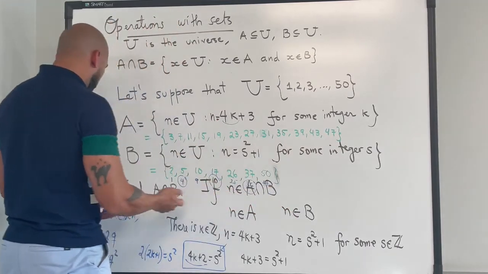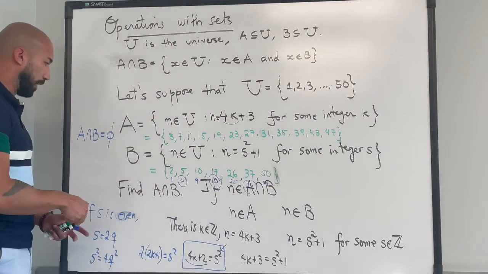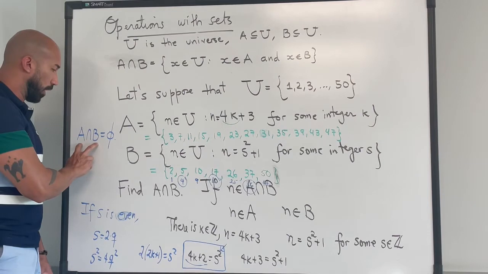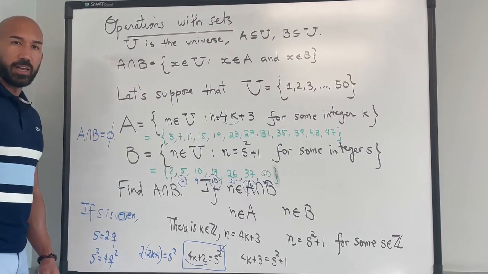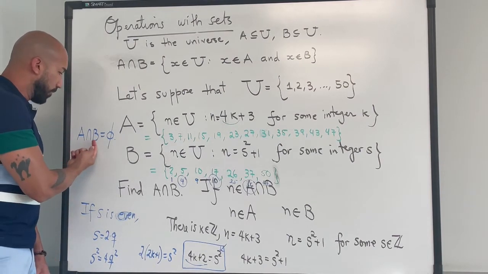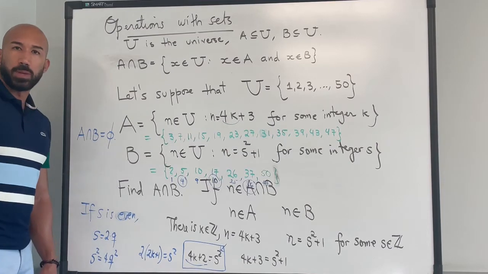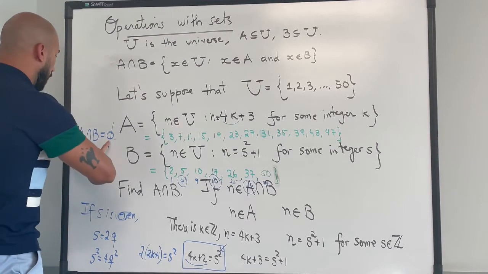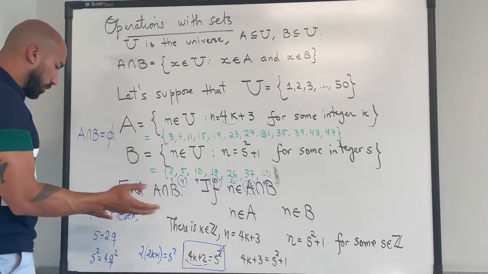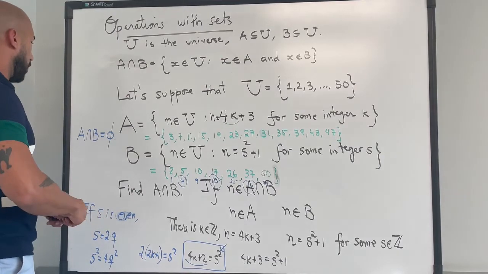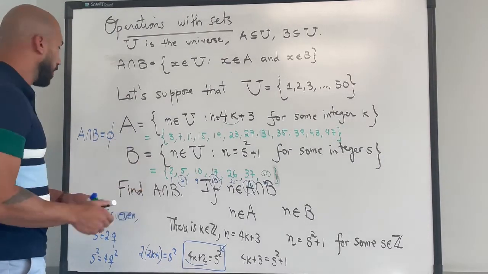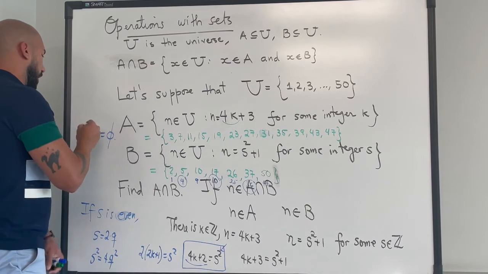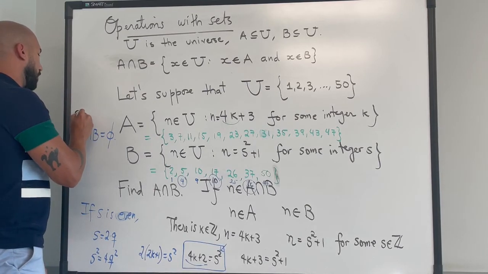So again, we are going to conclude exactly the same thing. These two sets don't have anything in common, so again, the intersection is going to be empty. When this is the case, when we have two sets which don't have any overlap, we are going to say that these two sets are disjoint.